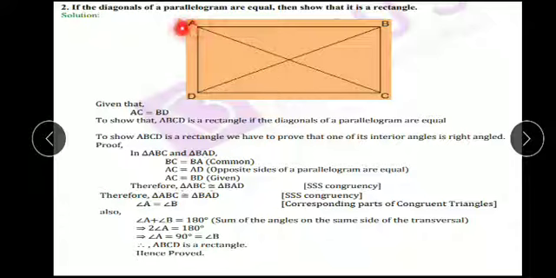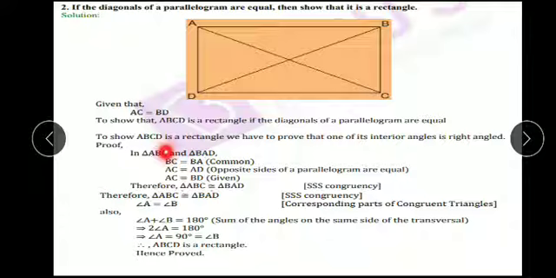Initially, in the question it is given that the shape is a parallelogram and the diagonals are equal. So given: AC is equal to BD, because in the question it is given that the diagonals are equal. We have to show that ABCD is a rectangle.